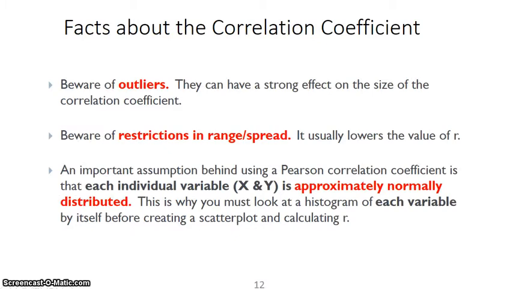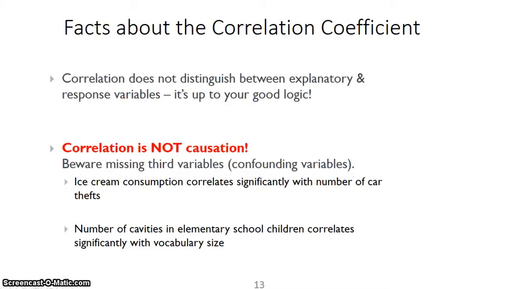There are a few key facts that you should remember about the correlation coefficient. Outliers will have a strong effect on the value. If there are restrictions or big gaps, those will also lower the strength of R. We assume that the variables are each normally distributed. Most importantly, correlation is not causation. Just because two variables have a strong relationship, it does not mean that one causes the other. There could be a confounding variable. The confounding variable is actually affecting how those two variables interact.